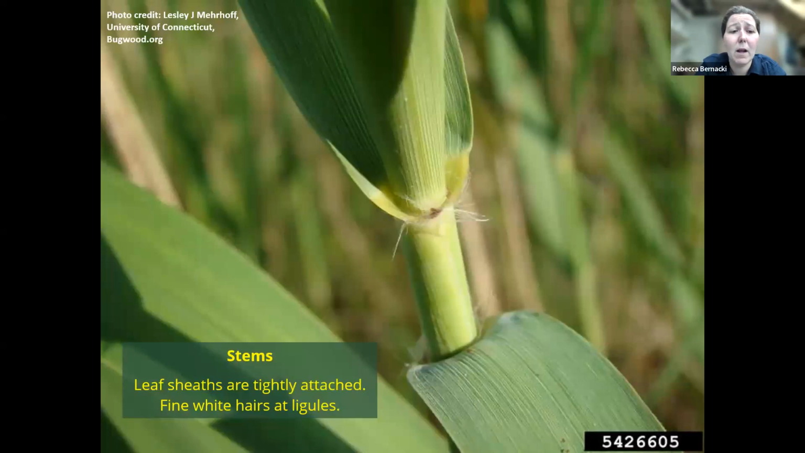When we look at the stem, the leaf sheath is going to be tightly attached to the stem. As you can see in this picture here, it's actually looping around that stem. You can also see a few fine white hairs here at the ligule. The ligule is where that leaf attaches to the stem. Remember that word, it's going to come back in a few minutes. Those fine white hairs are one of the diagnostic features to tell the difference between this species and a common lookalike that we're going to talk about in a few moments.